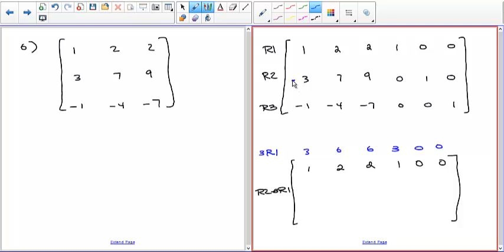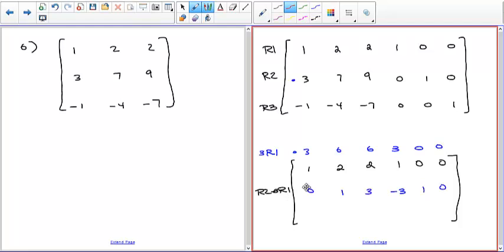Now we're going to take row 2, subtract 3 times row 1. 3 minus 3 is 0. 7 minus 6 is 1. 9 minus 6 is 3. 0 minus 3 is negative 3. 1 minus 0 is 1. 0 minus 0 is 0.